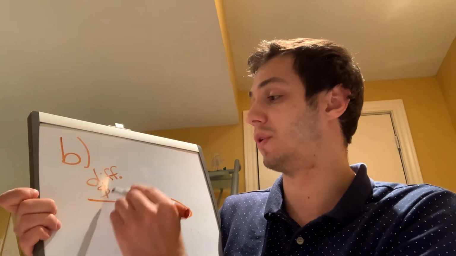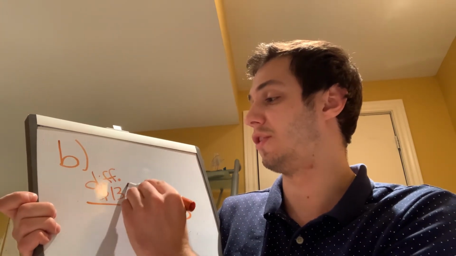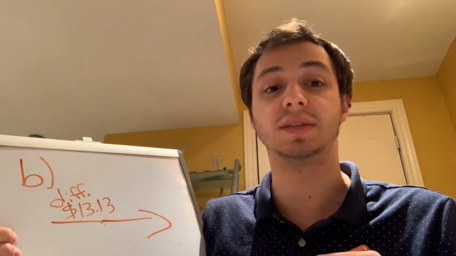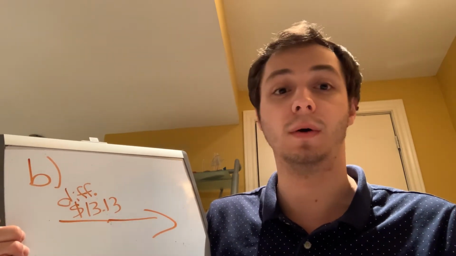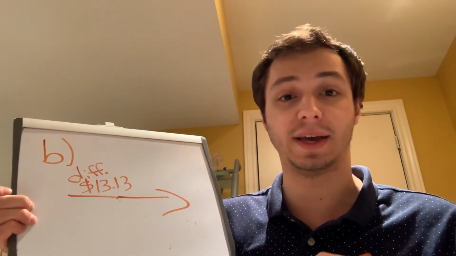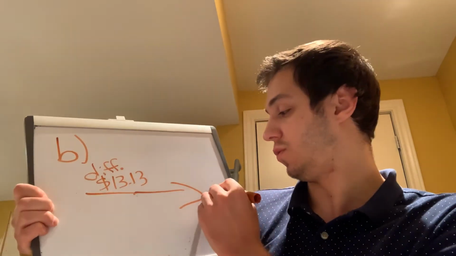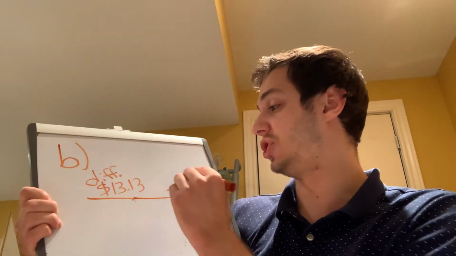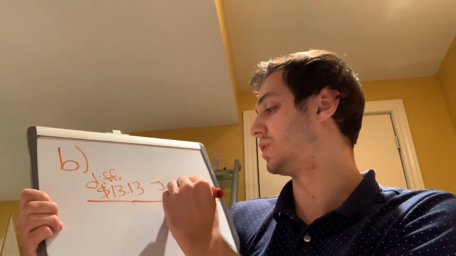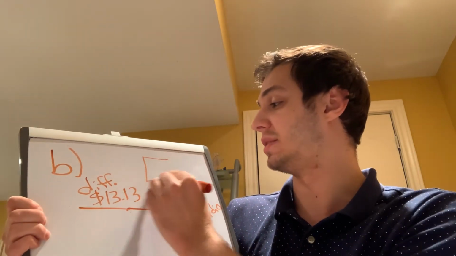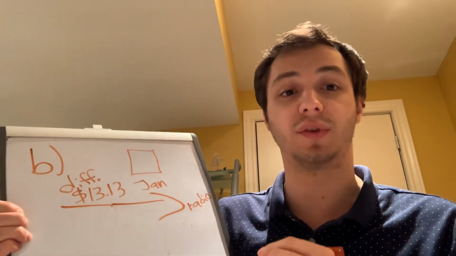We have the number $13.13. It tells us that Jan still needs money to buy the radio. That tells us that the radio costs more than what Jan has. So the radio will be our big number. And Jan will be our small number. We don't know how much money Jan has, but we know the price of the radio.